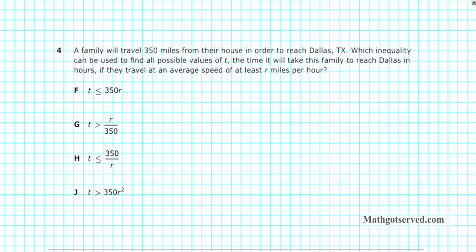All right, let's take a look at question number 4. It says a family will travel 350 miles from their house in order to reach Dallas, Texas. Which inequality can be used to find all possible values of t, the time it will take this family to reach Dallas in hours, if they travel at an average speed of at least r miles per hour?